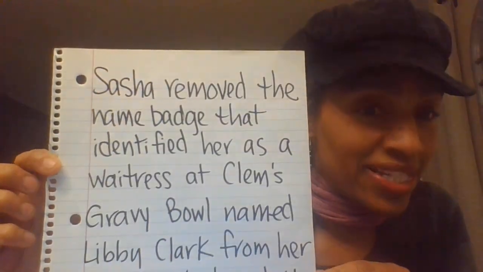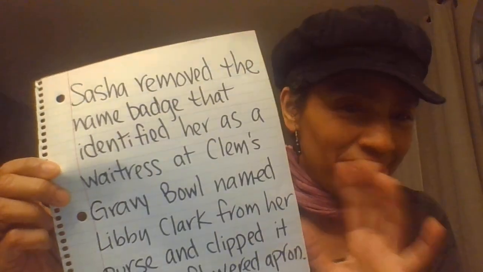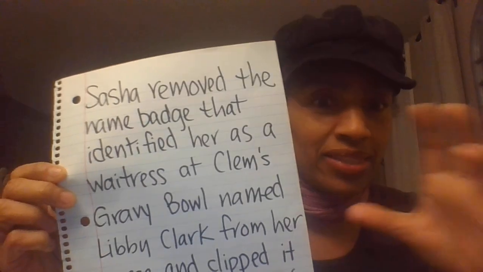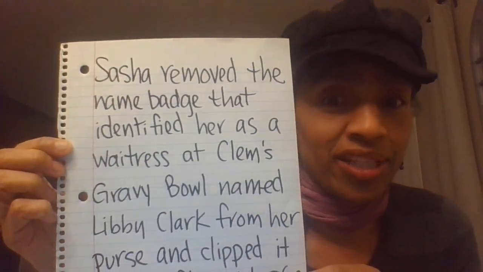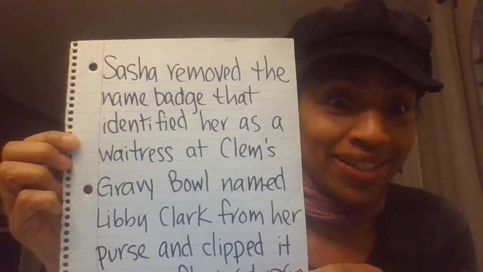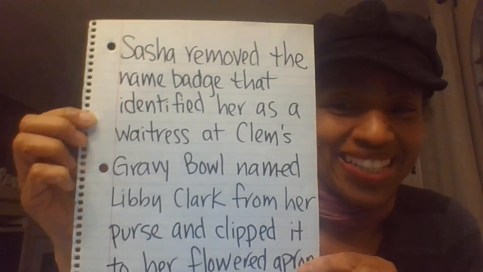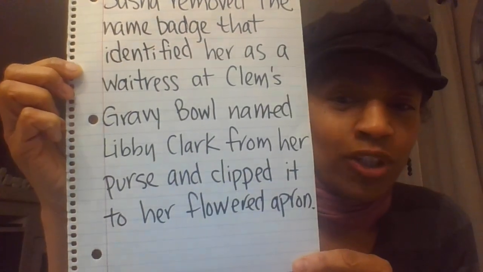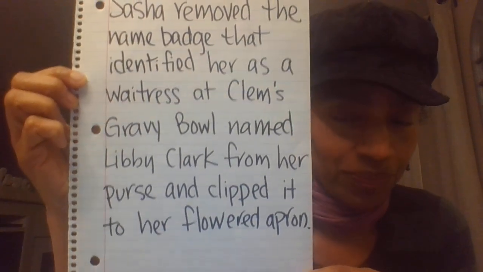Sasha removed the name badge. This is how it appeared to me. I changed some things, so it's not the original, but it has the same sentence structure. So: Sasha removed the name badge that identified her as a waitress at Clem's Gravy Bowl, my brothers would eat there, named Libby Clark, from her purse and clipped it to her flowered apron.